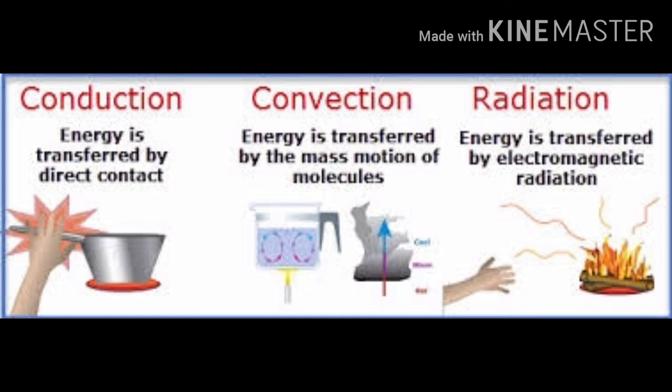In your textbook they have made one mistake. The conduction process takes place in one direction only, and in the convection process heat is transferred upward and downward. That is correct. The radiation process takes place in all directions. They have written transferred in a straight line. That is a mistake. Make that correction.